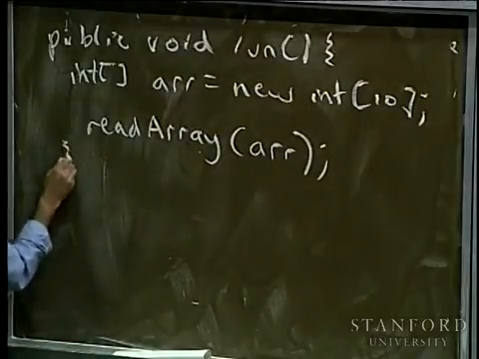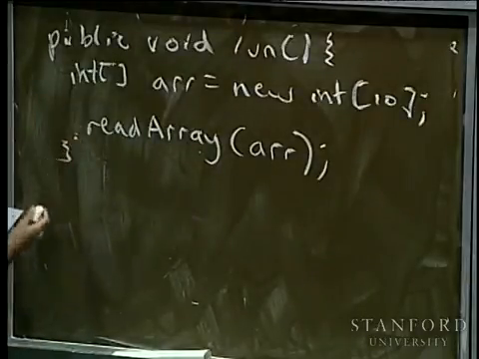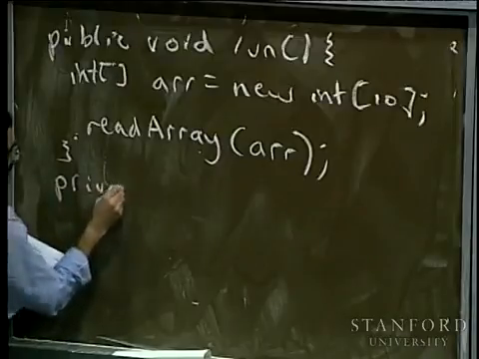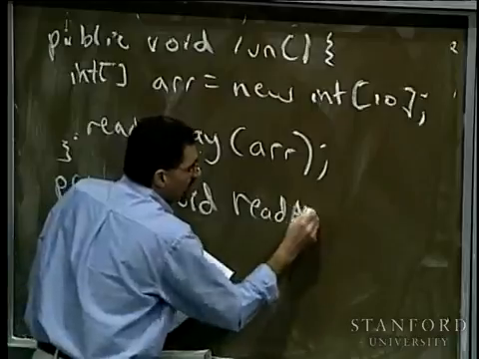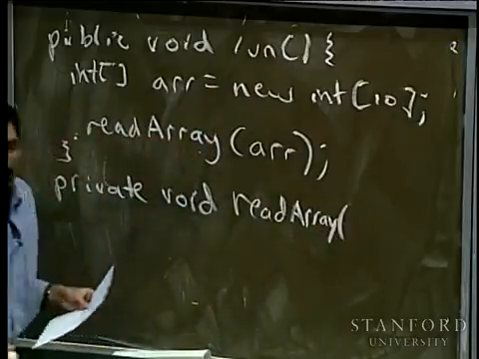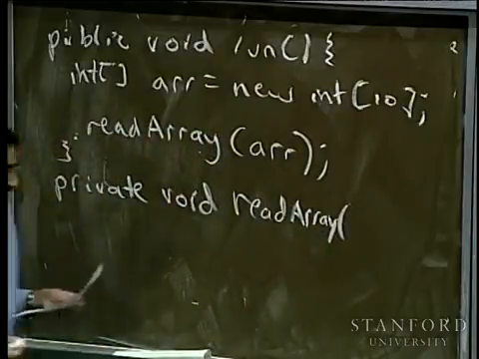So somewhere down here, let's just say that's the end of my run method. Maybe I have some more stuff in here. I have private void readArray. And readArray is going to take in some parameter. How do I specify a parameter array?